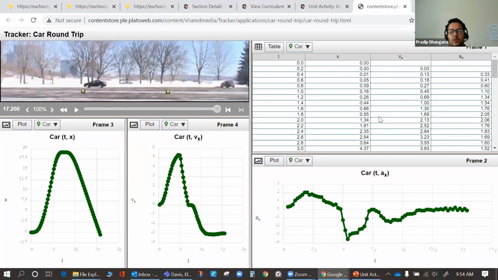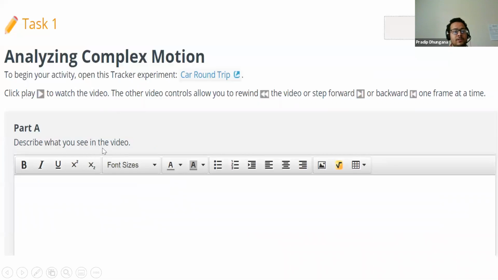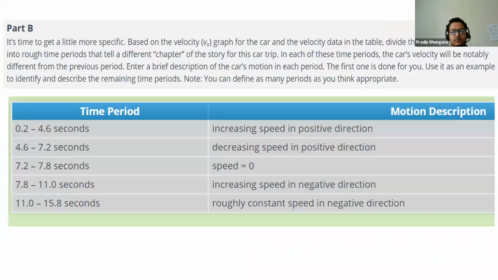Now let's go back to our question and try to solve all different parts. We'll go back and forth. Describe what you see in the video. I think you can describe what you see in your video. This question is easy. Now let's go to the second one. In part B, you have to be a little bit specific. Based on the velocity graph, you have to split the motion of the car in different time sections, different time periods.